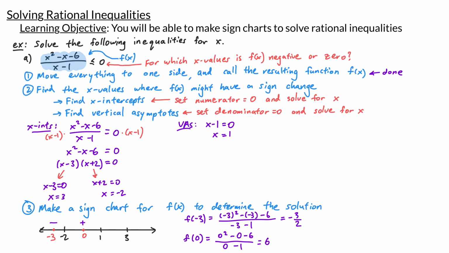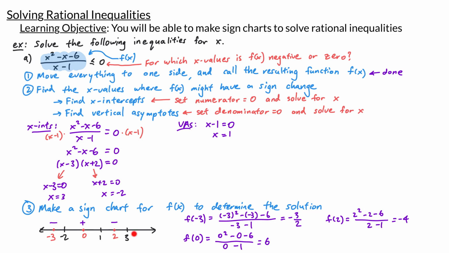Our next interval are the x values from 1 to 3. So pick an x value in between. For example, you can pick something like 2. Take 2, plug it into the function, and see what the output is. So here f of 2 would be (2 squared minus 2 minus 6) divided by (2 minus 1). Evaluating this, we end up with -4, which is a negative number. So on this third interval, we're going to draw a minus sign on the sign chart.